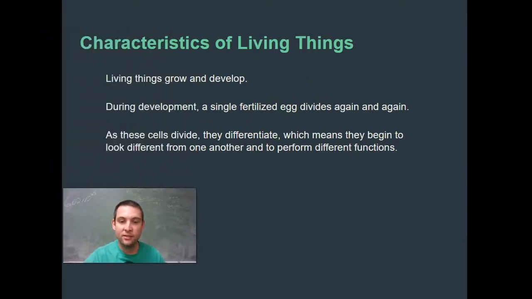Living things grow and develop. During development, a single fertilized egg divides again and again. As those cells divide, they differentiate, which means they begin to look different from one another and to perform different functions.